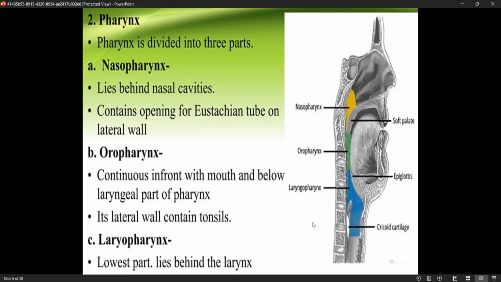Then the laryngopharynx. The lower part lies behind the larynx. So it is connected with the larynx, so it is called laryngopharynx. Also, the soft palate is present here, the epiglottis is also present, and the cricoid cartilage is also present, which support the structures.